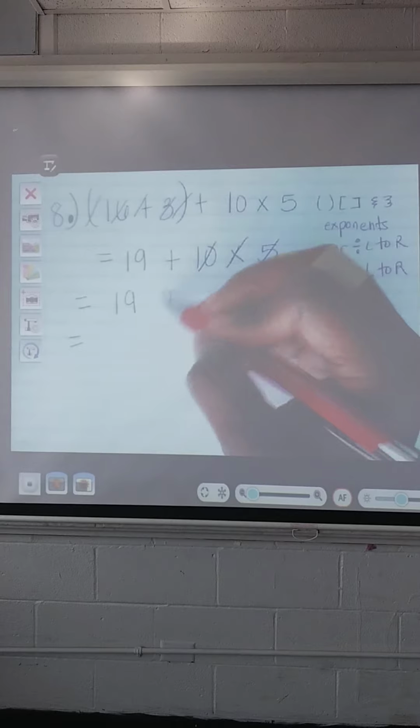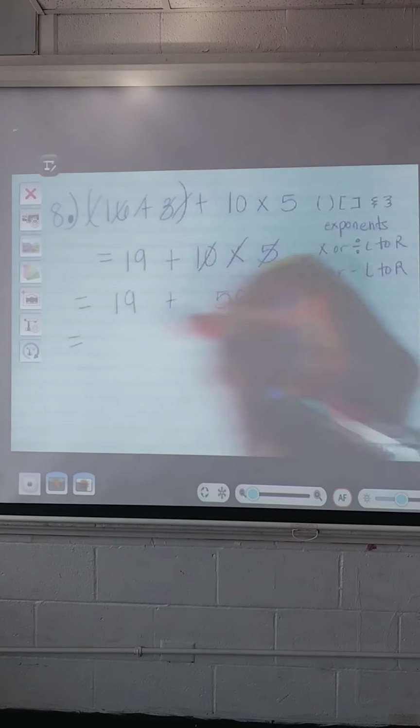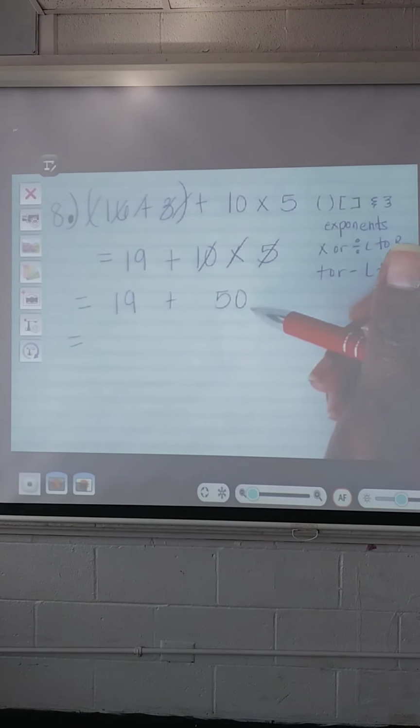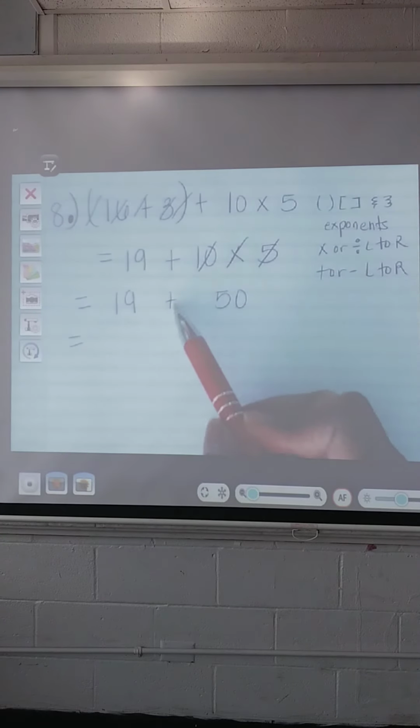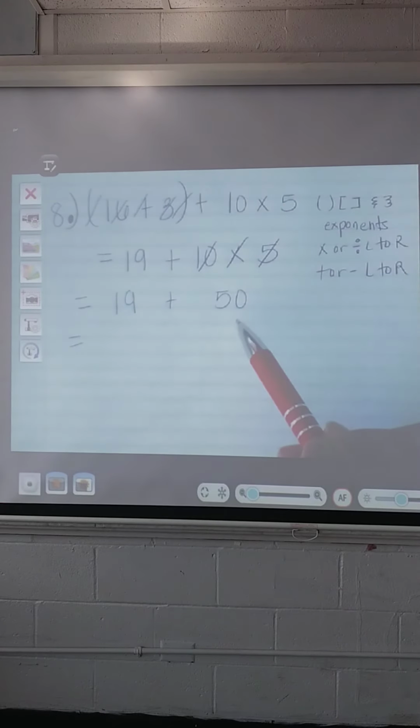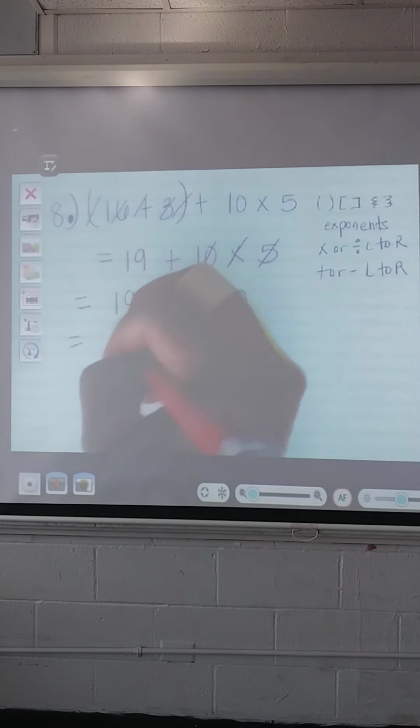Now, how many operations are left? 19 plus 50. What are your operations? Addition, subtraction, multiplication, and division. The only operation is addition. So I don't have to look over here anymore, I only have one left. All I need to do is add those two numbers. So I got 19 plus 50 is 69.